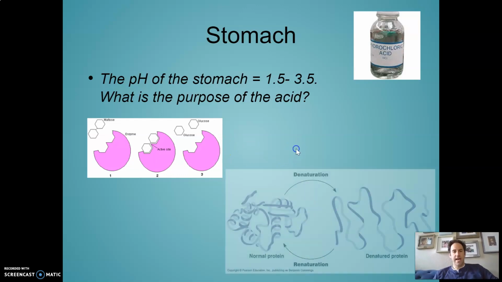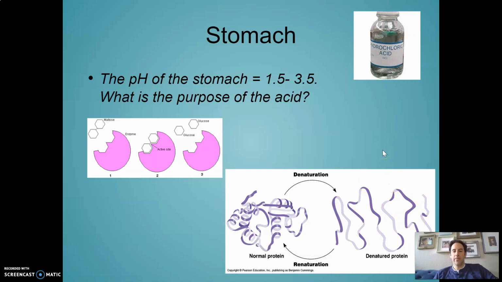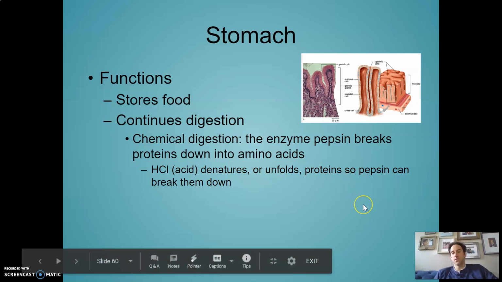The acid does that. The fancy word for this is we say that the acid denatures the protein. It kind of unfolds the protein. That big coiled three-dimensional shape is kind of uncoiled and makes this little messy tangle. And then the enzyme pepsin is able to come in and chop it up. So to summarize, the enzyme pepsin breaks proteins down into the amino acids, and then the acid denatures or unfolds the proteins so that the pepsin can actually access them and do their job.